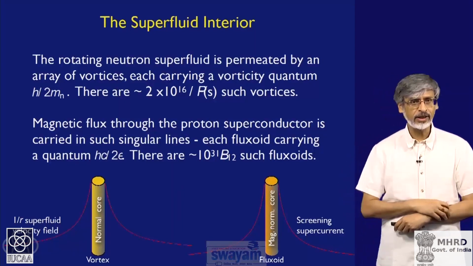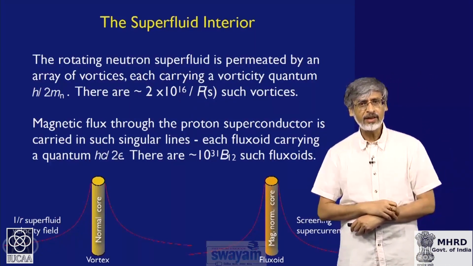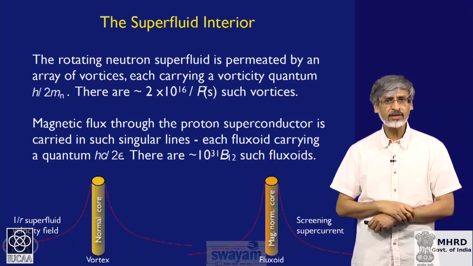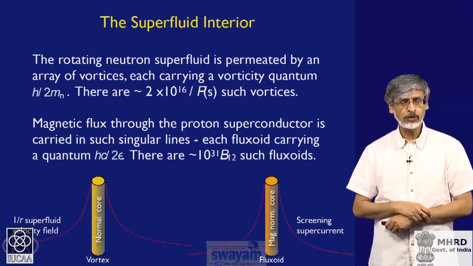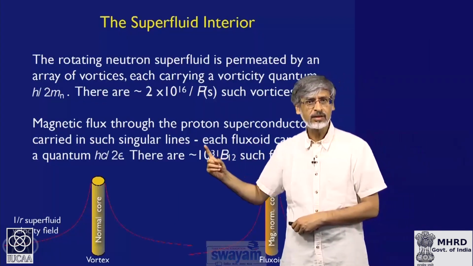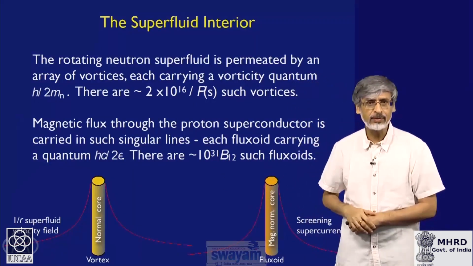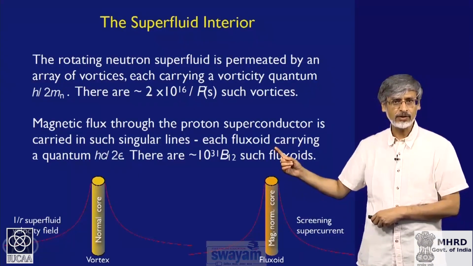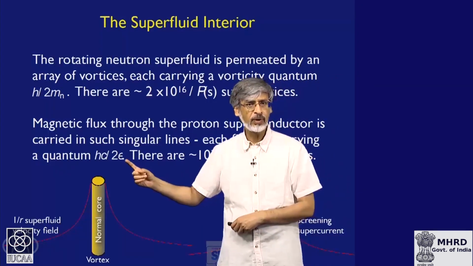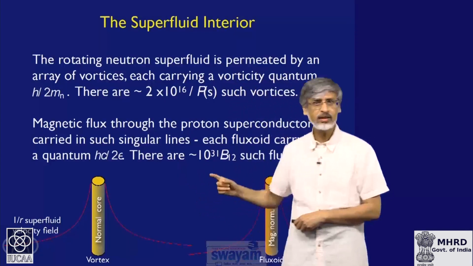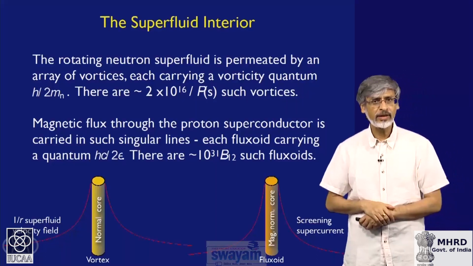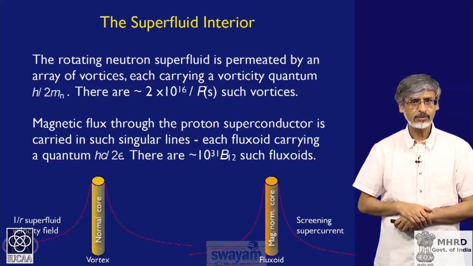Magnetic field should either be expelled or should be carried in quantized fluxoids, and it is the latter which is believed to happen in the proton superconductor which is in the interior. So, the proton superconductor carries the magnetic field threading the interior in fluxoids, each fluxoid carrying a quantum of flux which is hc by 2e, and there are about 10 to the power of 31 such fluxoids for a magnetic field of 10 to the power of 12 Gauss.